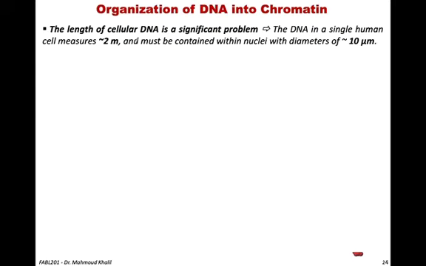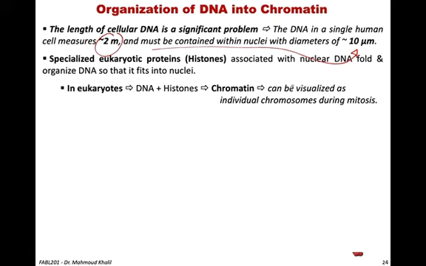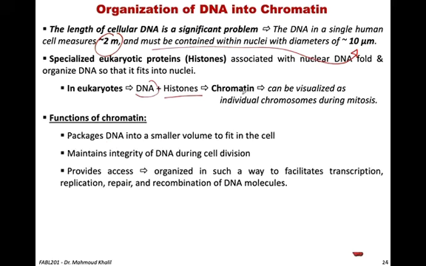Here, we need to organize this very long molecule, which is around 2 meters, to put inside a nucleus whose diameter is around 10 micrometers. So now we'll talk about the organization of the DNA. In eukaryotes, the DNA is bound to histones. It is a specific eukaryotic protein, and together the DNA and histones are called chromatin. And you can visualize this chromatin when you see the individual chromosomes during mitosis.